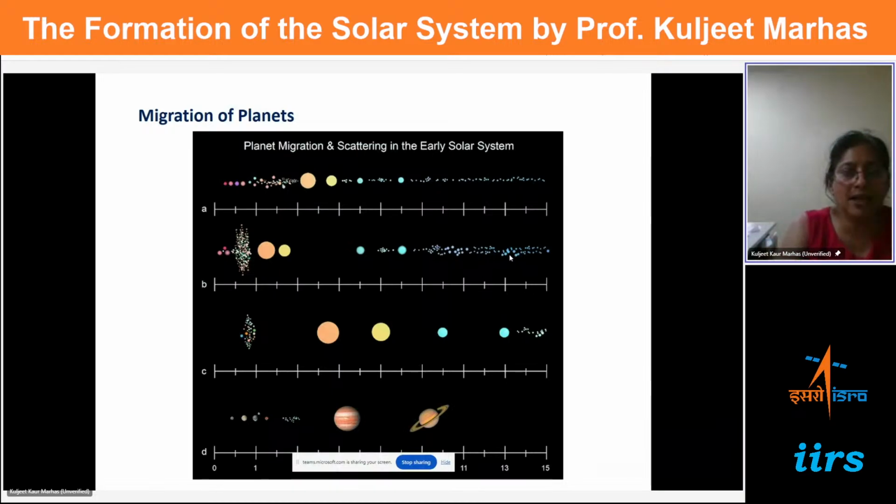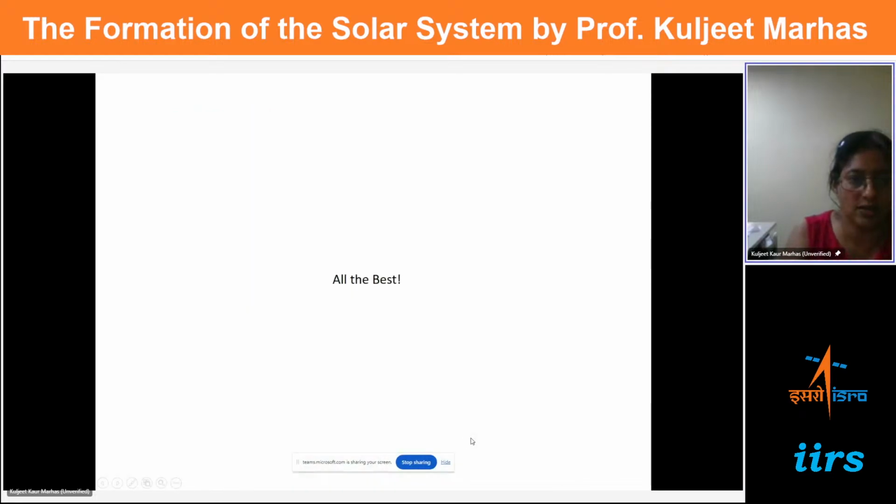So the migration theory is something new that has been added to understand the formation of the solar system, that it evolved this way. These are the few steps, like the mixing of material before this, and then the migration of planets, to see what we see today in the solar system.